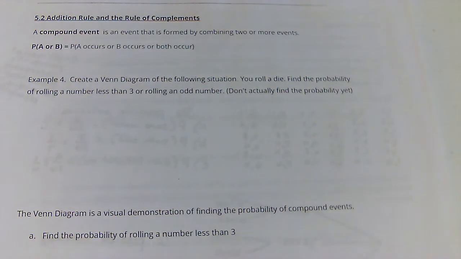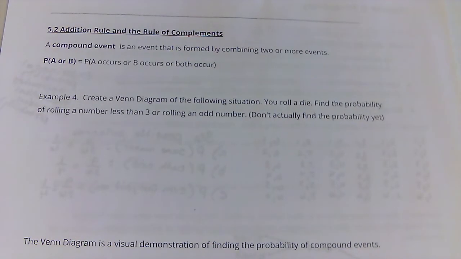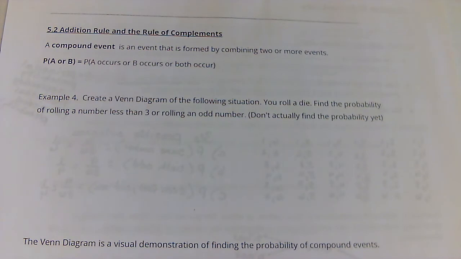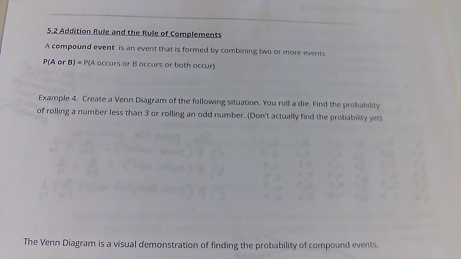In the first section, we were looking at single events, the probability of a single event happening, which was pretty easy. It's the number of times that event could happen divided by the total possible outcomes. Well, what if we have two events happening? What if we want to know the probability of event A happening or B happening? That's really A occurring or B occurring or both.